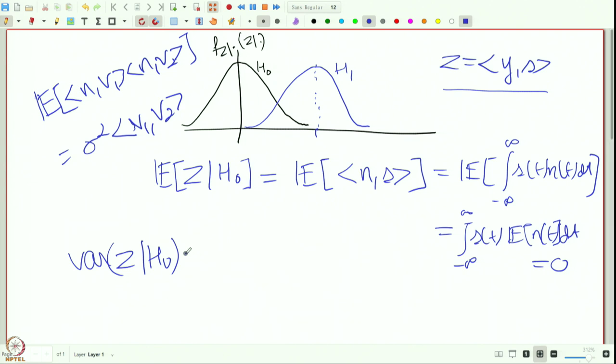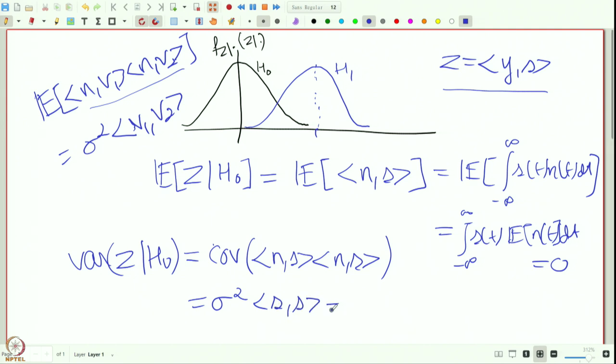So, the variance of Z given H0 is, see, what is Z under hypothesis H0? Sorry, Y is just N. So this is the expectation of the angle bracket N comma S, times N comma S. Rather than write it as expectation, let me write it as covariance, because it will be easier for us to use this formula. You know that the covariance of X comma X is the variance. So I am writing this as the covariance of angle bracket N comma S with angle bracket N comma S. These are real signals, so I can change the order. I have this formula here, so this gives me sigma square times angle bracket S comma S, which is equal to sigma square times norm S square.